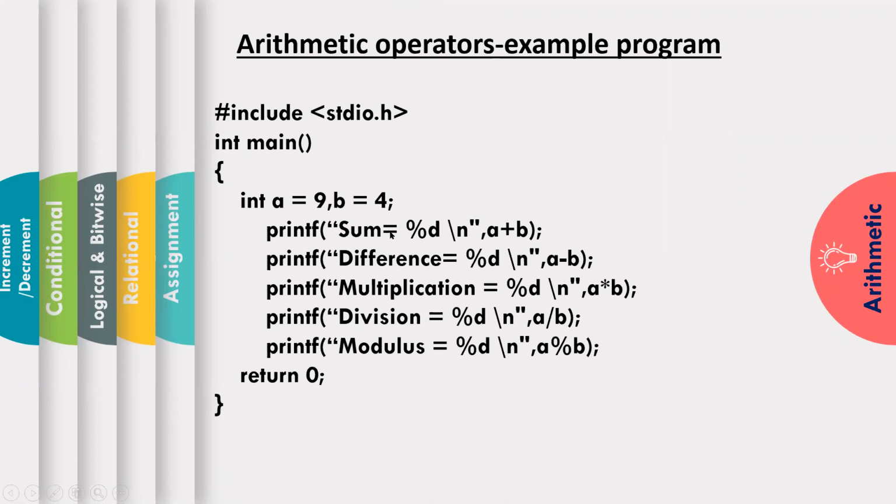So "sum is equal to" is just text. Here, if you put %d and after a comma write some expression, that expression's value is printed. In the place of %d, a plus b is printed; in the next, a minus b is printed. Why did we use %d? Because the result is an integer. Okay, so division is a by b, modulus is a mod b.